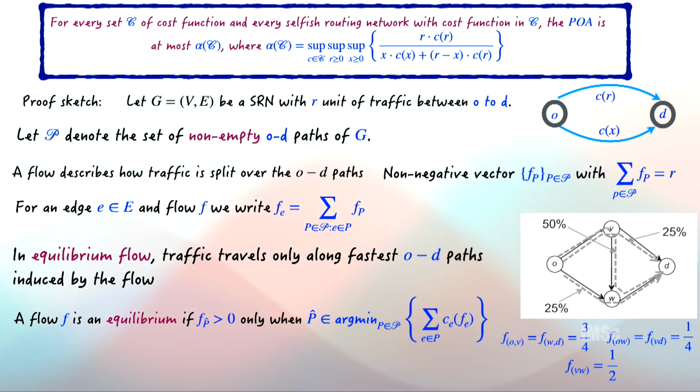P hat is just defined, like I am using P here to define a generic path, right. P hat is some path between O to D in this graph, that is all.